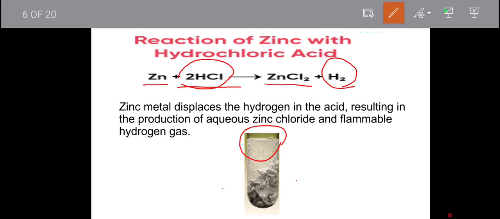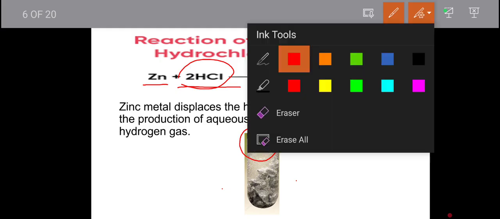There is a formation of bubbles over here. The formation of bubbles indicates the presence of some gas. Here the gas formed is hydrogen gas. Now we are going to see a test where we confirm whether the gas formed here is hydrogen or not. So let's see what that test is.